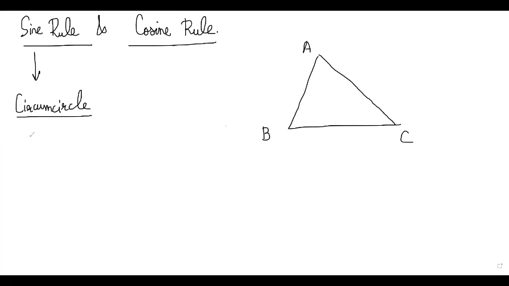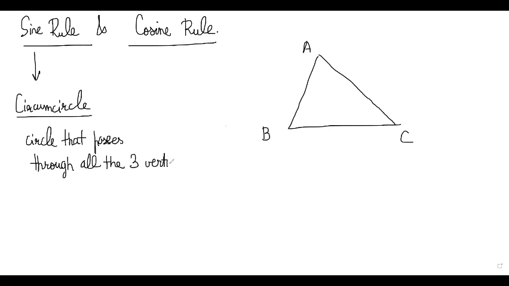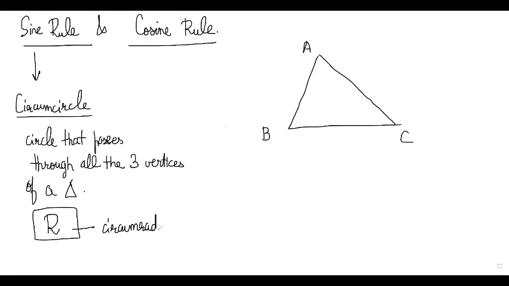What is a circumcircle? Circumcircle is a circle that passes through all the three vertices of a triangle. And the radius of that circle is called capital R and is known as circumradius. And the center of the circle is called circumcenter.